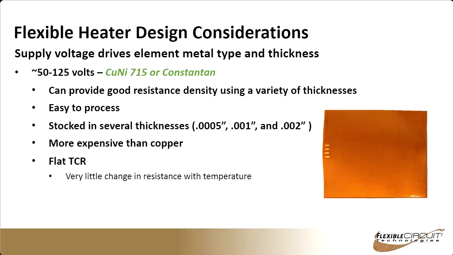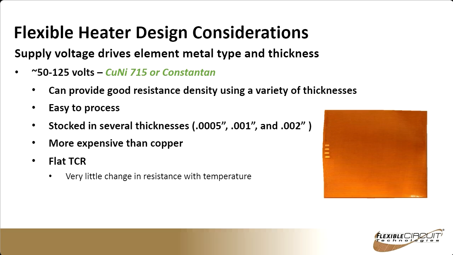But we like to try and keep the traces as wide as possible, because the wider the traces are, the tighter our resistance tolerance is going to be. When we etch these parts, the etch tolerance on very thick copper or cupronickel is going to be greater than it is on thinner coppers.